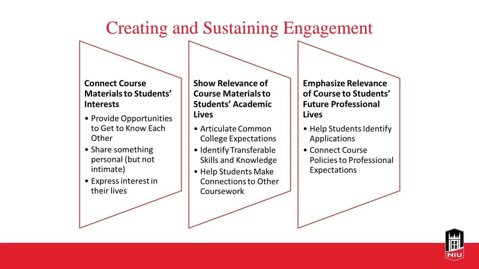So the second part to this is sustaining engagement, right? We don't want to fall into that trap of the set it and forget it mentality. So here are some different things that we can work on in the course. Provide opportunities for students to get to know each other. Some of you had mentioned spending some time getting to know each student one-on-one. Also think about how students are going to get to know their peers. If you have group work, switch up the groups and allow them to interact with different individuals throughout the course. You can also share something personal about yourself just so that they see you as a person instead of a figurehead.